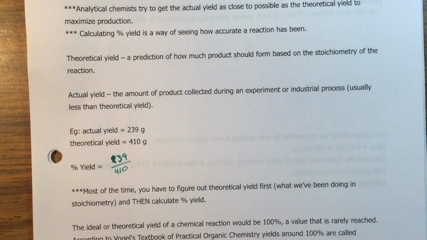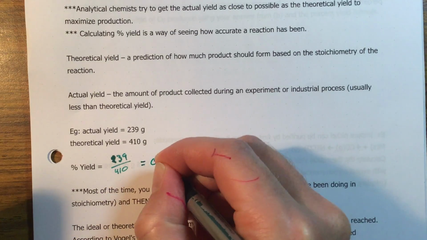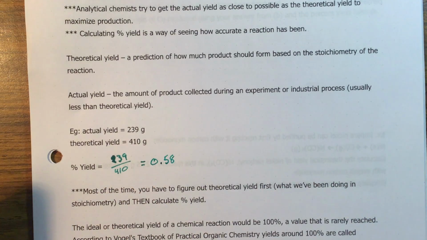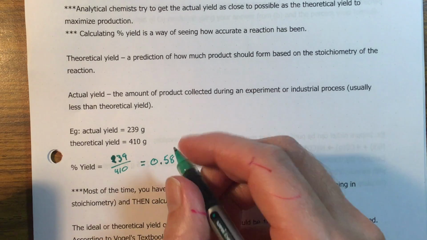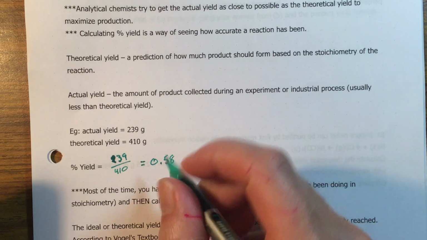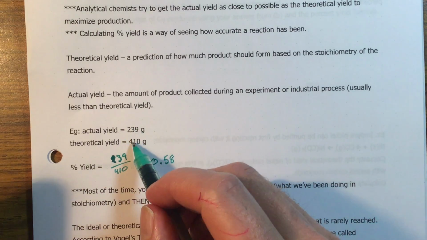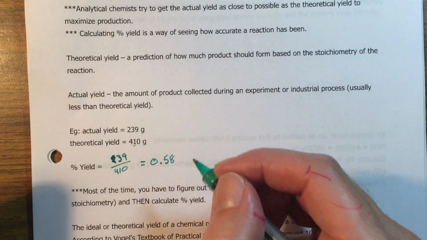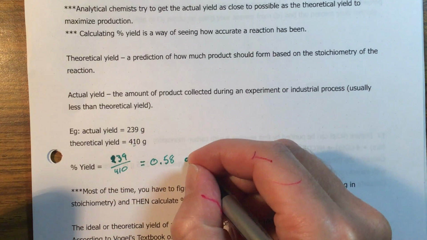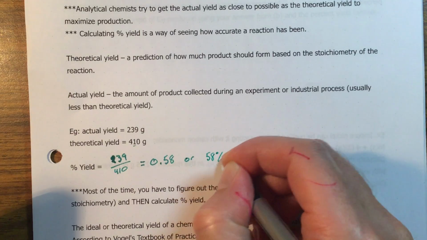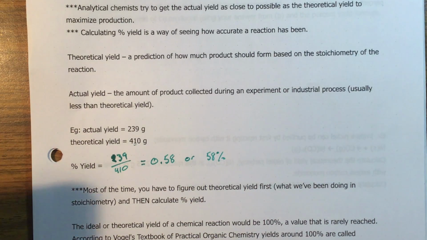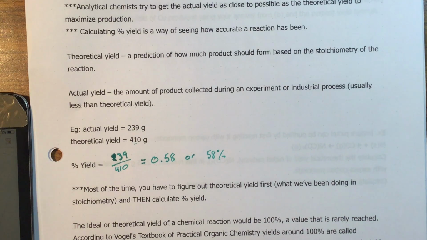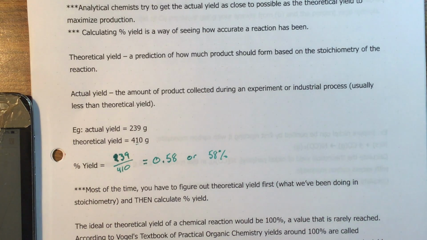239 divided by 410 is equal to 0.5829. Well, this guy so far has 3 sig figs. This guy looks like it only has 2, so it should be 0.58 or 58%. There we go. There's our percent yield. Most of the time, you have to figure out the theoretical yield first. That's what we've been doing with stoichiometry, and then calculate the percent yield.